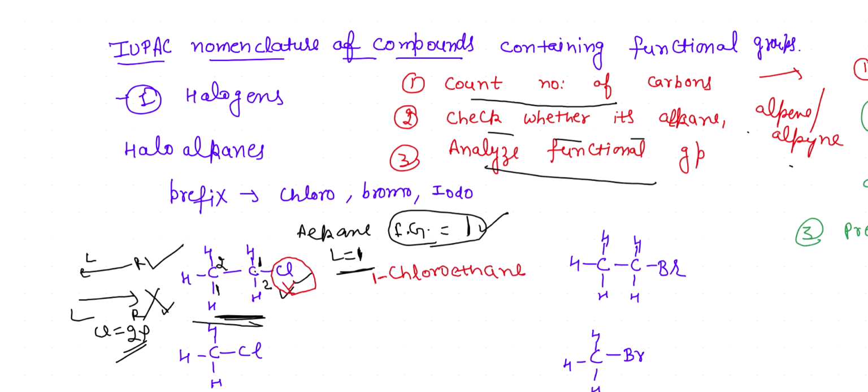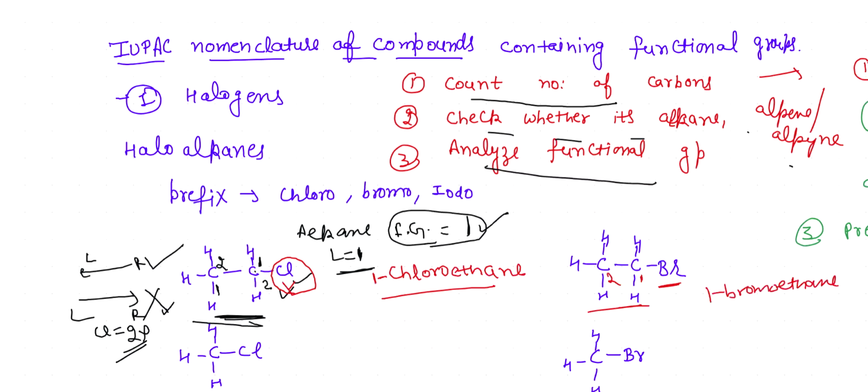Then look at the second example. So in this case also, the functional group is bromine. That is a halogen. So numbering starts from this side, right to left. 1, 2. This is your 1-bromoethane.